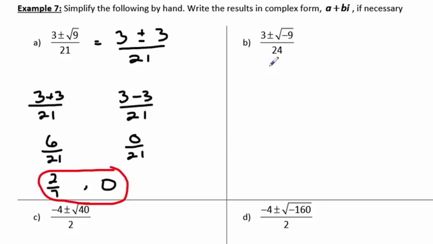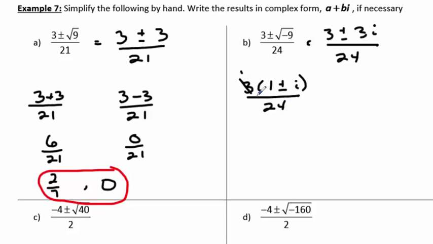All right, in part B, this is a similar problem. We have 3 plus or minus the square root of negative 9. Since the 9 is negative, this is 3 plus or minus 3i over 24. Now you cannot add 3 and 3i since one is real and one is imaginary. We can reduce these by factoring out a 3. So this is 3 times 1 plus or minus i over 24, and you can divide both 3 and 24 by 3. It'll give you 1/8. So this will simplify to 1 plus or minus i over 8.